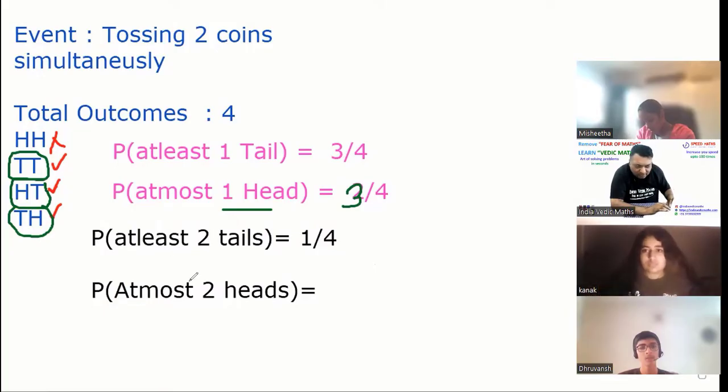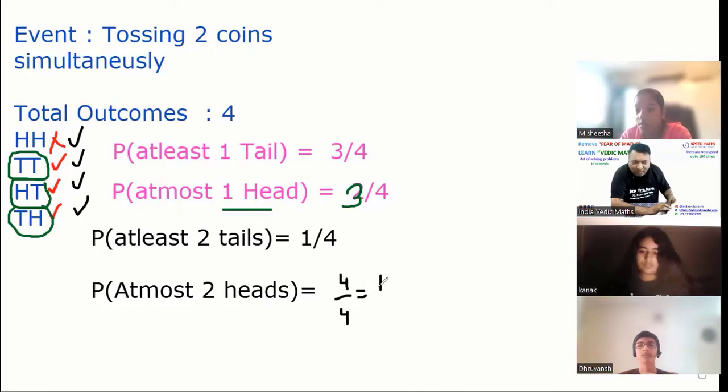At most 2 heads means the maximum number of heads needs to be two. So the first one is possible. Zero head is okay. 1 head is also possible. And also 2 heads. So the right answer is 4 by 4, or 1. Good. Cool, everybody. Any question before we move on to more big ones?